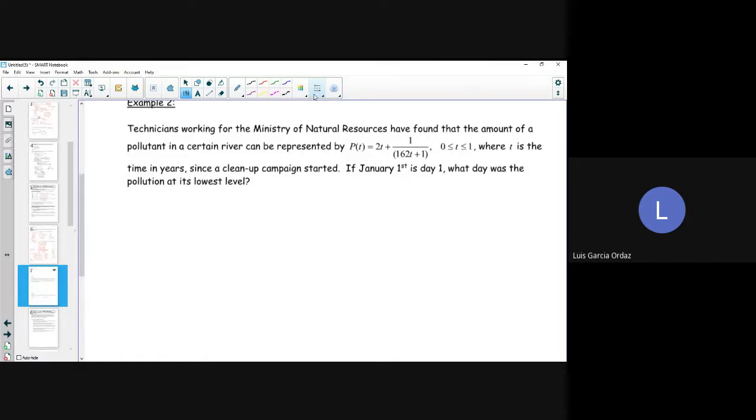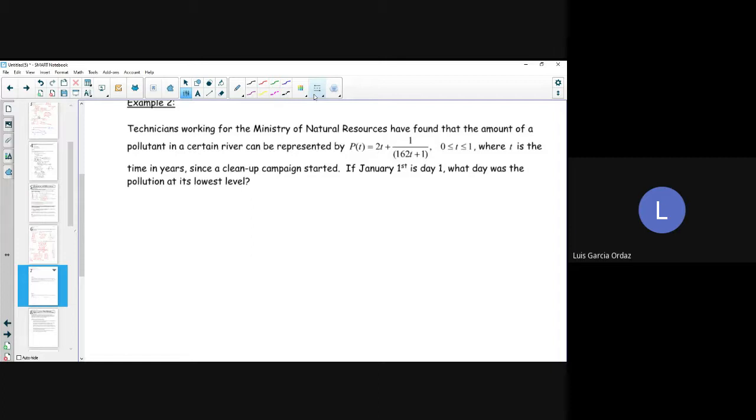So we have technicians working for the Ministry of Natural Resources who have found that the amount of a pollutant in a certain river can be represented by P of T equals 2T plus 1 over 162T plus 1, where T is between 0 and 1, and T is the time in years. Since a cleanup campaign started, if January 1st is day 1, what was the pollution at its lowest level?